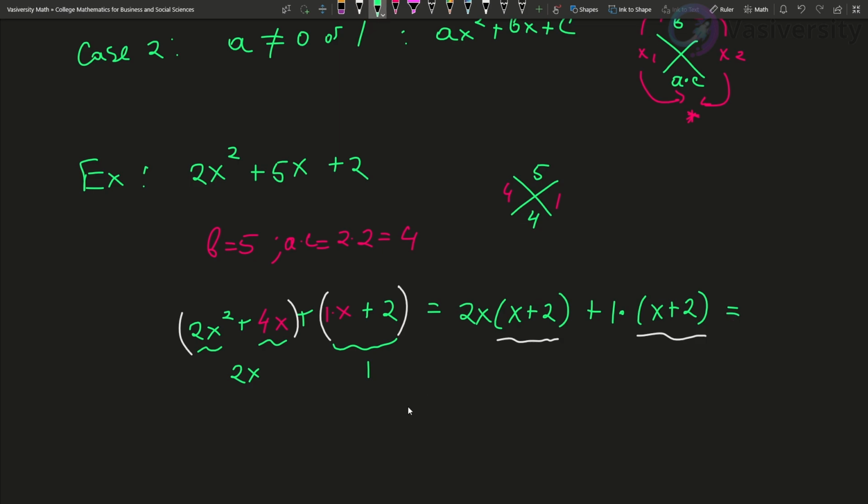So the final answer would be (x + 2)(2x + 1). Okay, so now we are able to factor out any quadratic polynomials by using the cross method. But there are a few more ways we can actually factor. And one of the ways that we can do it is by grouping, right? Essentially, this application here was the grouping, because I grouped them with the parentheses.